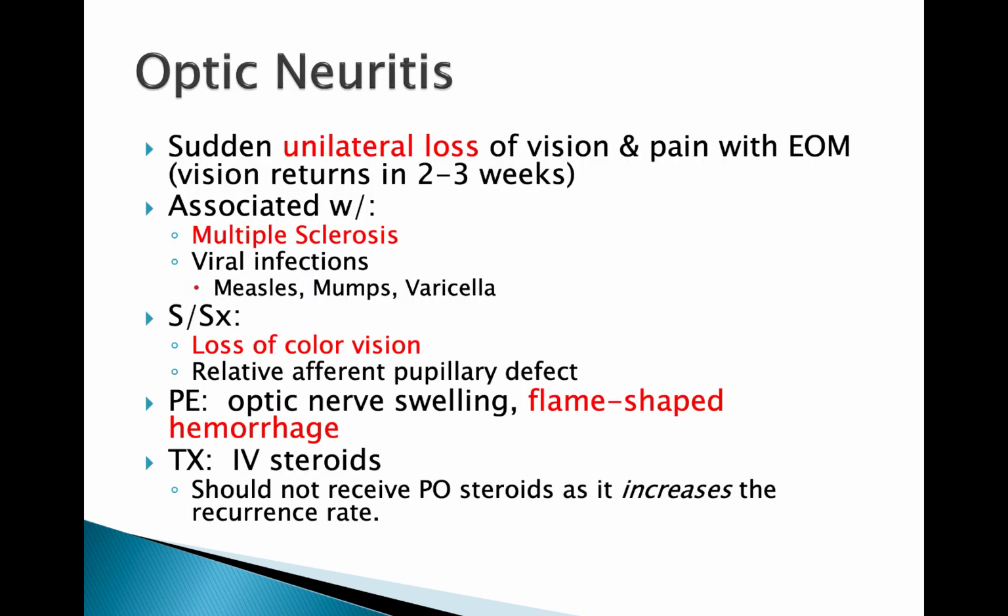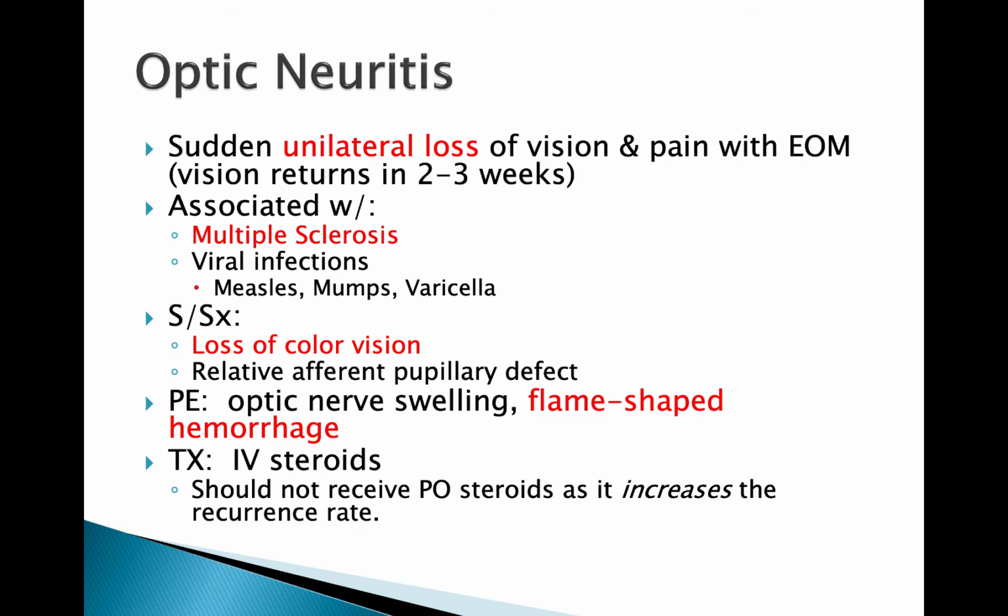Optic neuritis. This one is pretty unique as well because the patient is going to complain of sudden unilateral loss of vision and pain with extraocular movements. And a lot of times this is associated with systemic diseases such as MS or viral infections such as measles, mumps, and varicella.